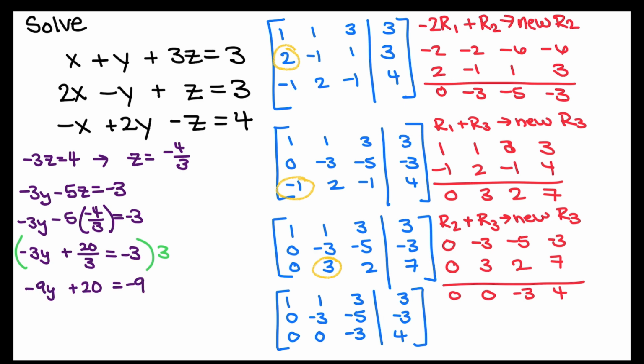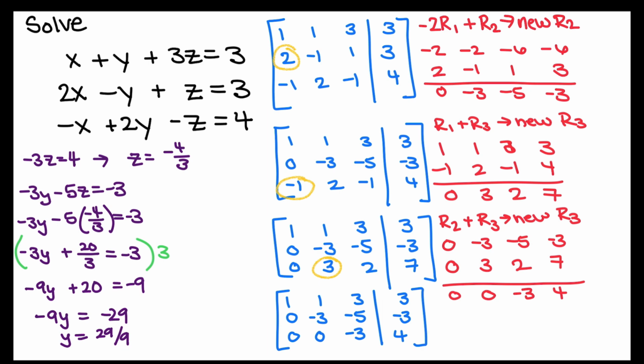So let's see, that turns the equation into negative 9y. 3 times 20 over 3, I can cancel the 3's out. I'm just left with 20. 3 times negative 3 is negative 9. All right, solve for y, so I minus the 20. Negative 9y is negative 29. Divide by negative 9. Finally, I get y equals 29/9.